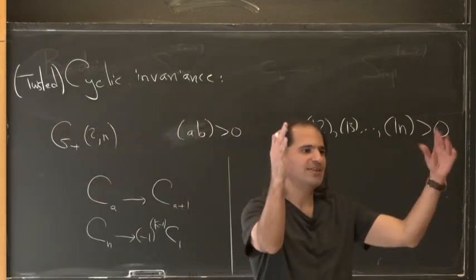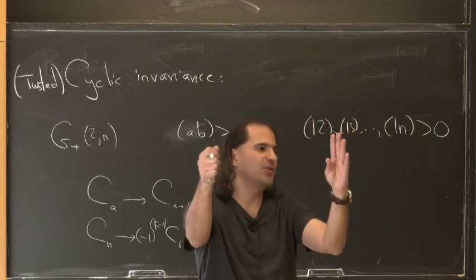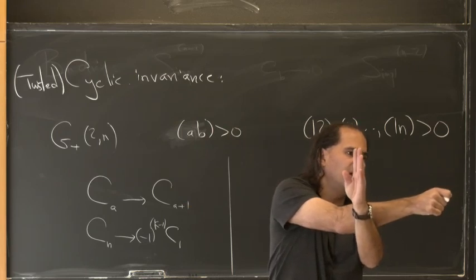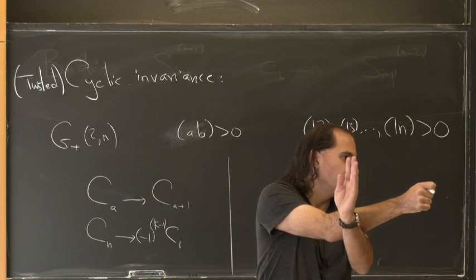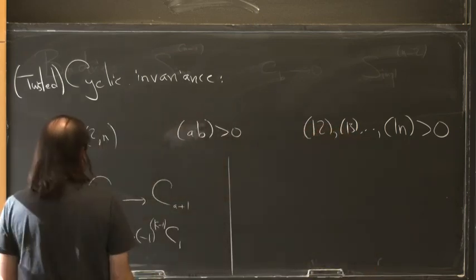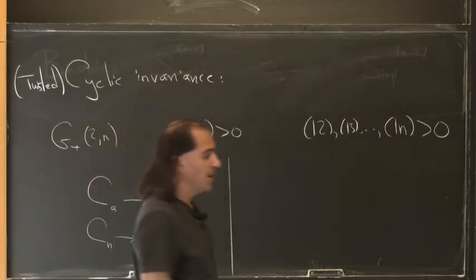Because all that's happening when I shift something over, I might have to move something that was at the end to the beginning to put it in order, and it's passing through k minus 1 columns as it goes through. So you have to add this little annoying minus sign at the end when k is even.